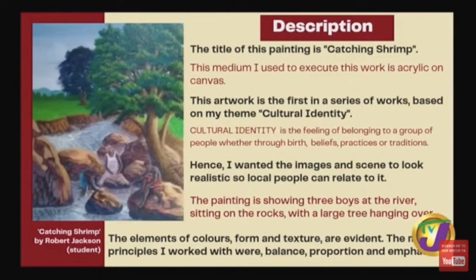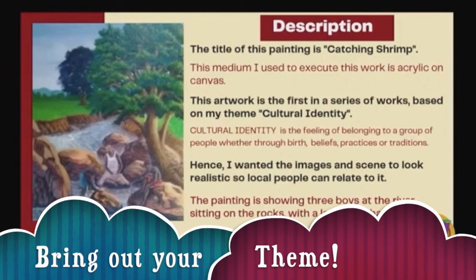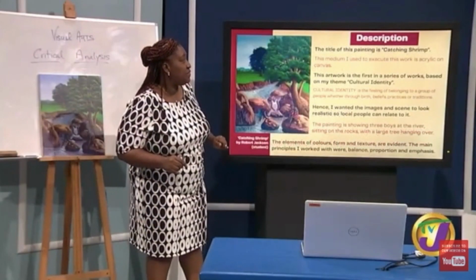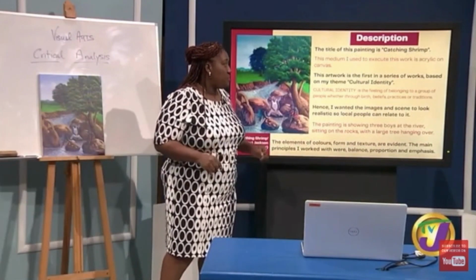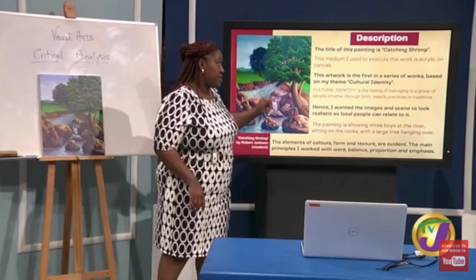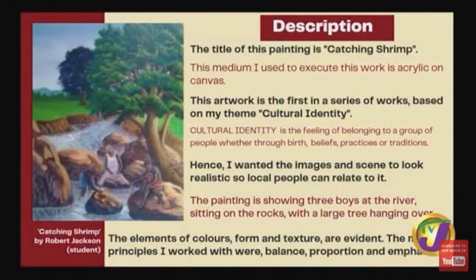So Robert says that the artwork is the first in a series based on his theme, cultural identity. And this is where you probably want to define what is cultural identity or your theme. So here it says cultural identity is a feeling of belonging to a group of people, whether through birth, belief, practices, or tradition. So hence, I wanted the image and the scene to look realistic so local people can relate to it. Isn't that great? So he wants local people to relate to the work as he's doing something about his cultural identity, right?